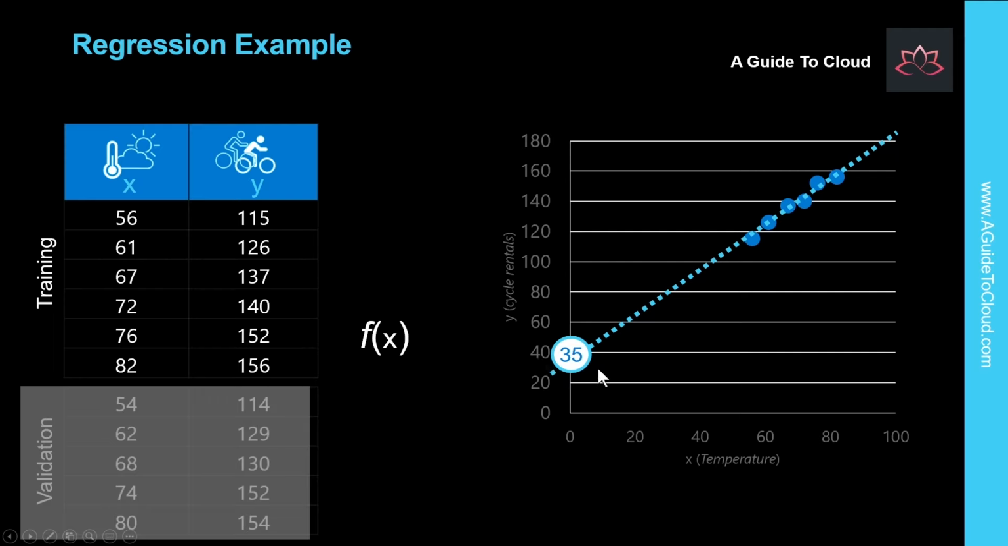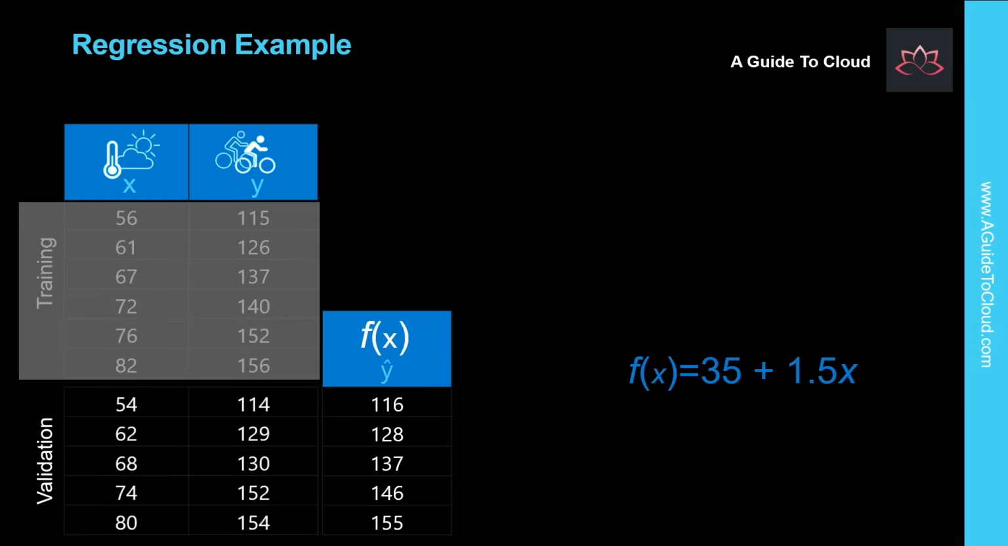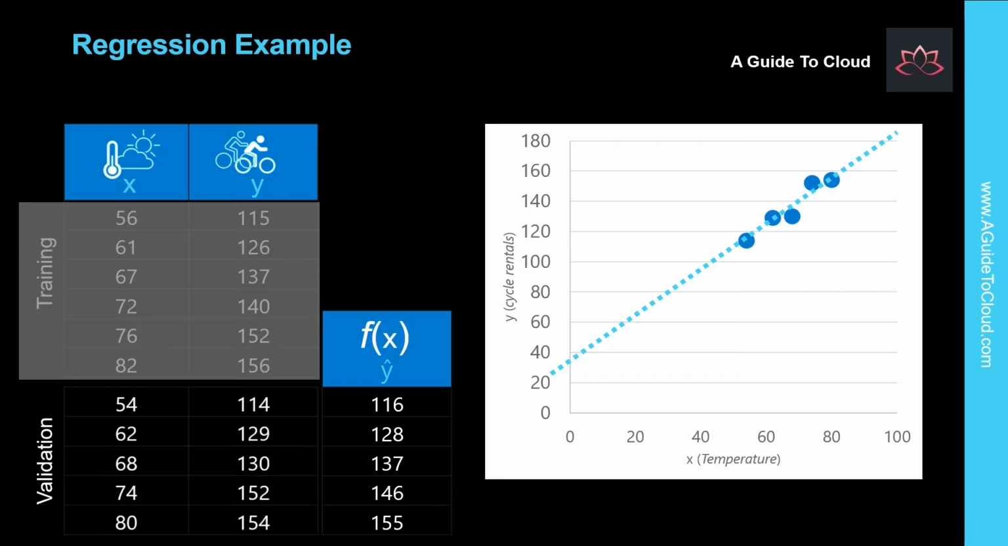The point where the line intersects the Y-axis is around 35. So the function that operates on X to find Y is 35 + 1.5 × X. Now we can test this function with the validation data that we held back. So here are the values we get from the function for the temperature on these days. So let's plot the actual values from the validation data along with the line from which the predicted values were calculated. Now we can see how well the model predicts by measuring the difference between the predicted values and the actual values that we know to be true.